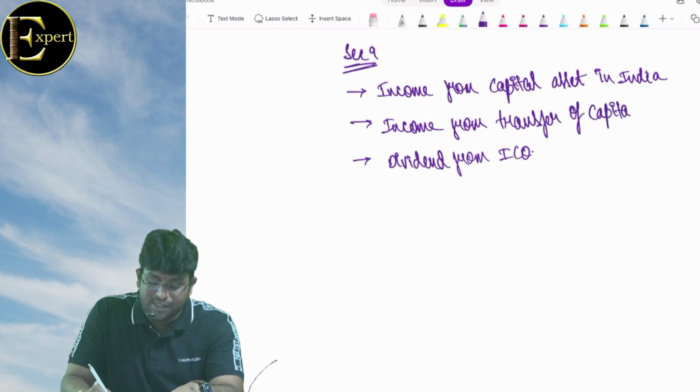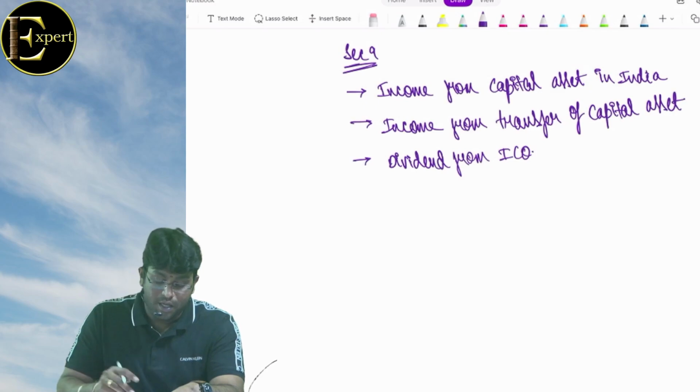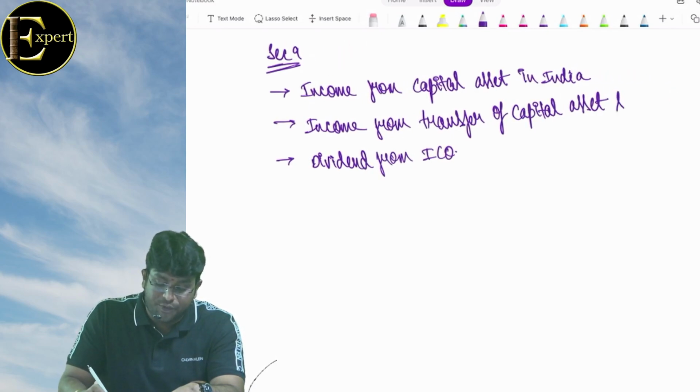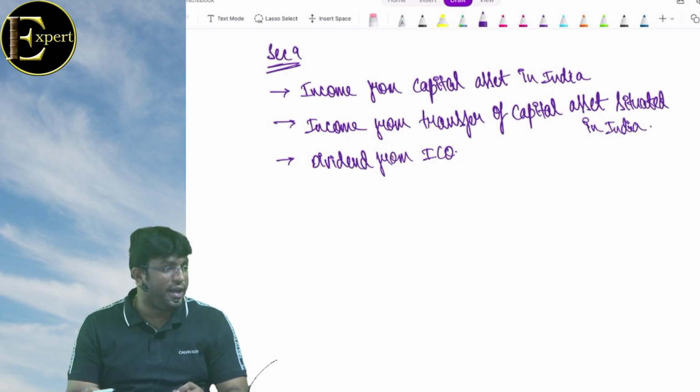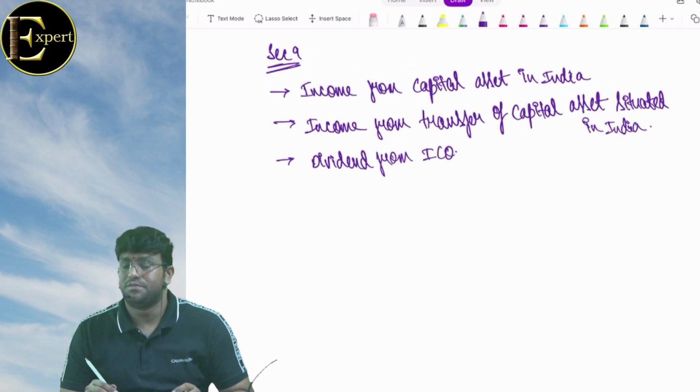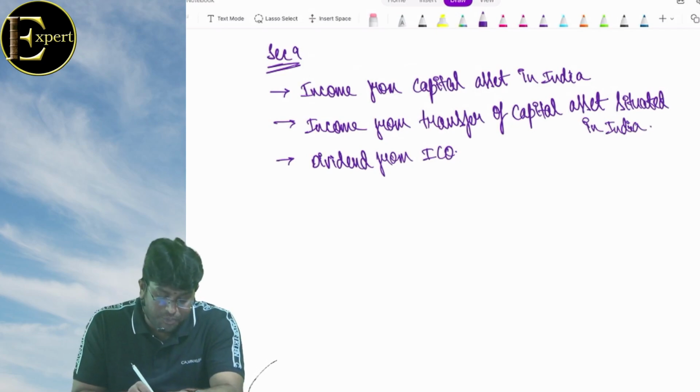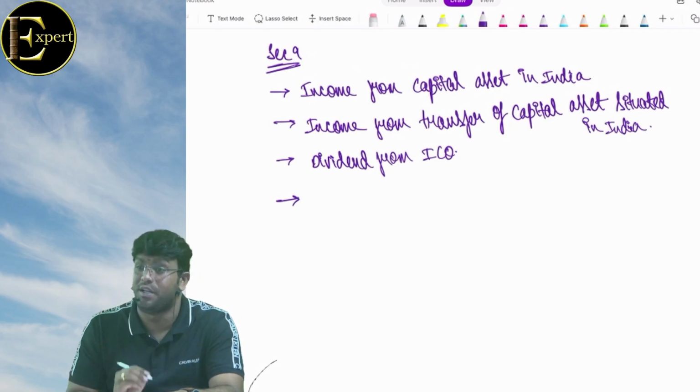Next, income from transfer of capital asset. Income from what? Transfer of capital asset situated in India. I repeat again, income from transfer of capital asset situated in India. Is that understood? Next point, very important. Listen carefully. Extremely important.